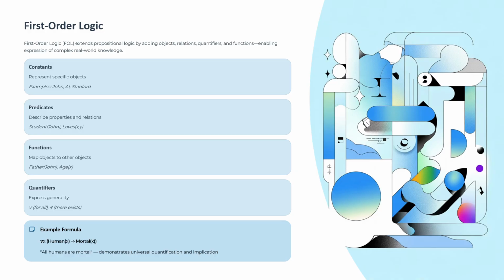In this example, it reads as for all X, if X is a human, then X is mortal. This is called first order logic. This is much closer to how humans naturally express rules.